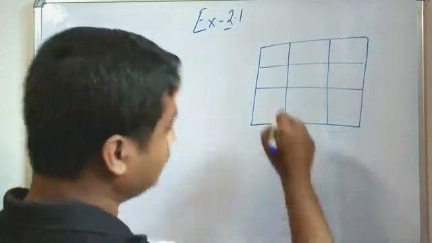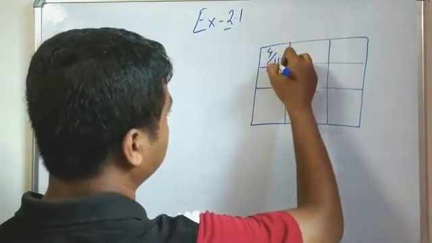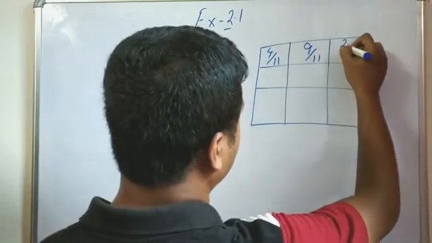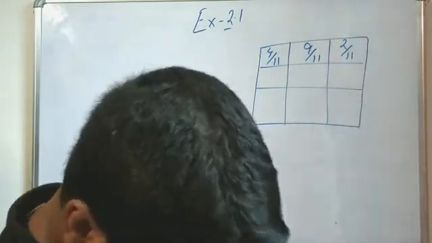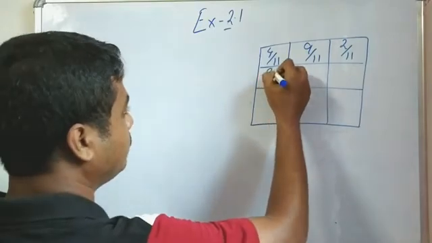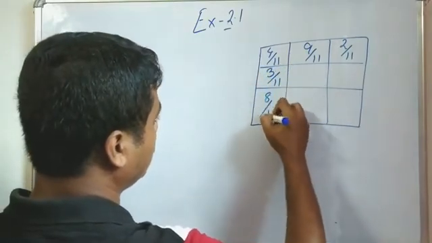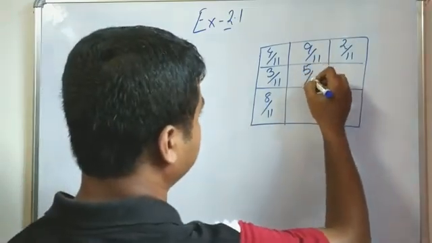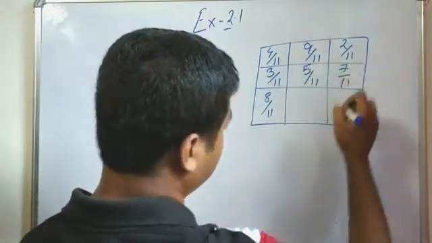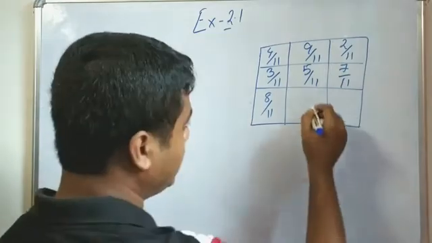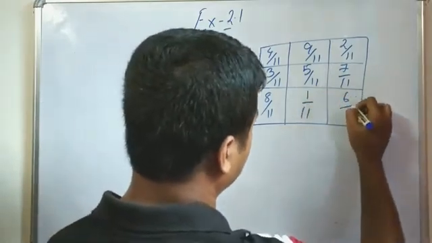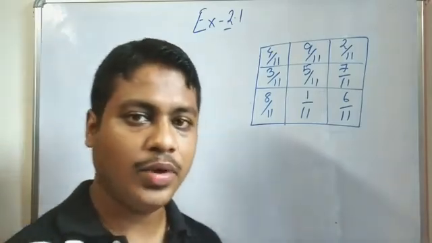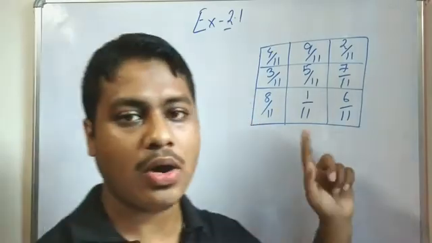Horizontally, the first number we have is 4 by 11. The next number is 9 by 11, then 2 by 11. Below we have 3 by 11, 5 by 11 and 7 by 11. Then next we have 8 by 11, 1 by 11 and 6 by 11. So these numbers are given. We have to see whether it is a magic square or not.